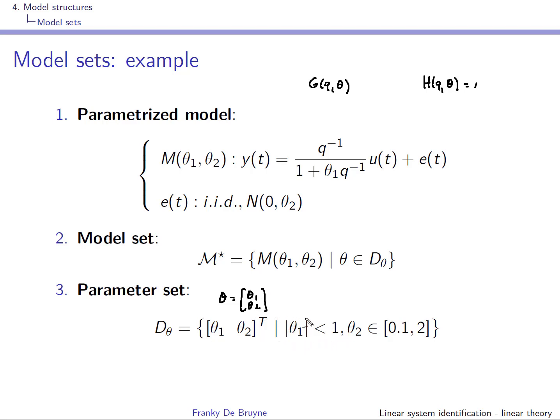put some restrictions on theta. So the modulus of theta 1 needs to be smaller than 1, and theta 2, for instance, lives in this interval over here. So in the examples that we'll cover in the system identification lab, this is not something that you have to worry about. This is something that is done automatically in the system identification toolbox.